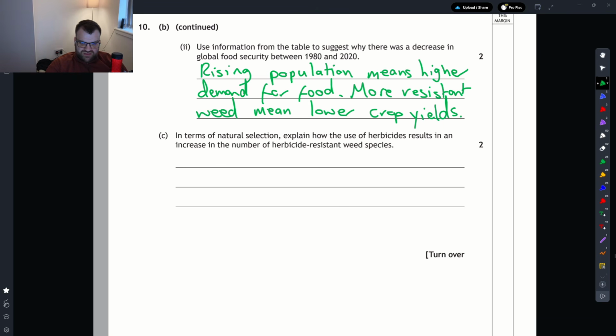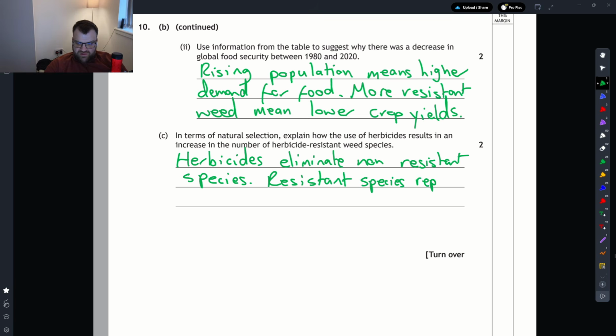Natural selection, okay. So herbicides eliminate non-resistant species. Resistant species are going to reproduce and pass on resistant genes to the next generation.